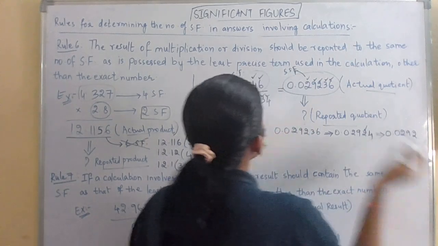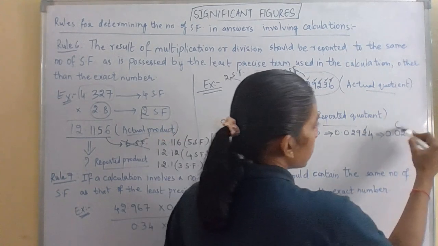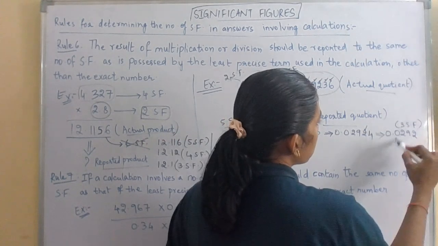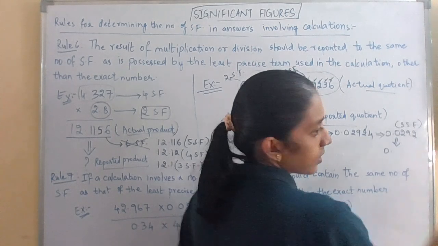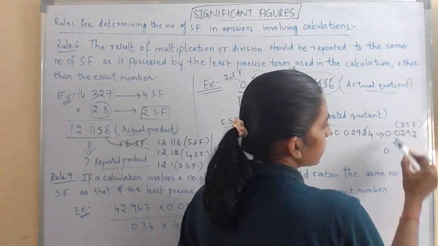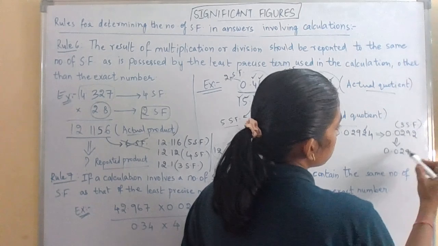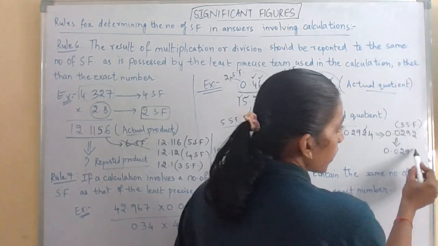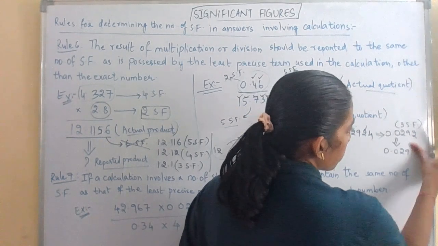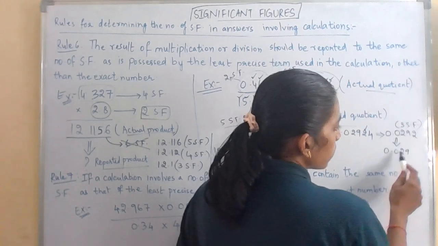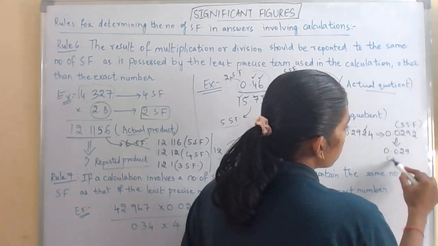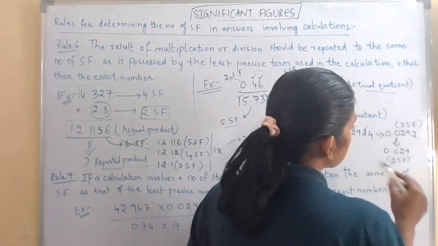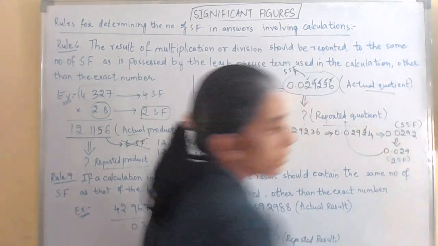0.0292. Again, we have to reduce it to 2 significant figures because here we have 3 significant figures. This 2 is less than 5. 9 remains as it is. It is taken as it is. 0.029. Here again we will not write 2. We are dropping this number. 0.029. So here we have two significant figures. So this is our reported quotient.